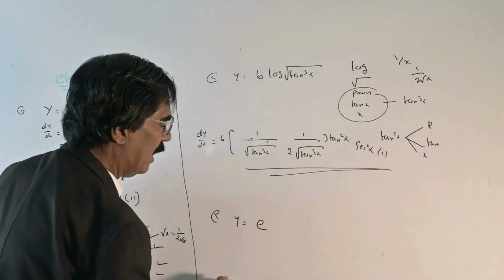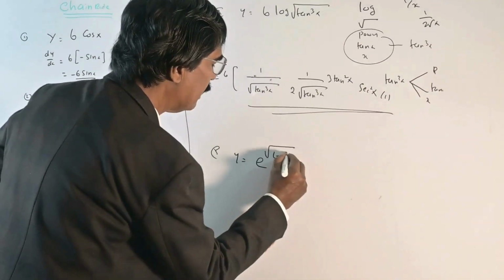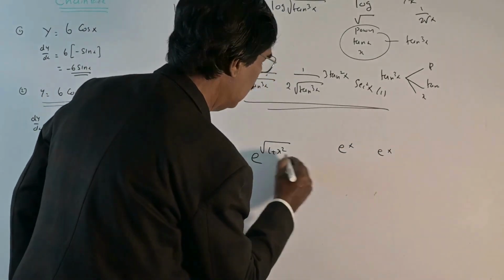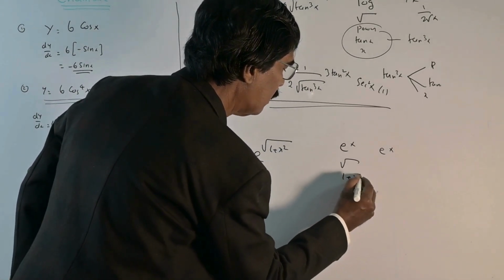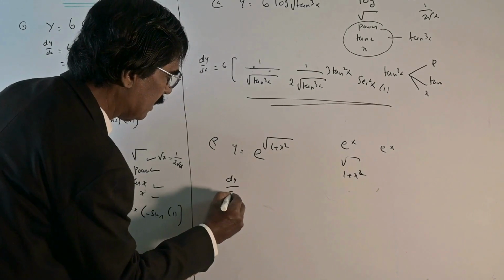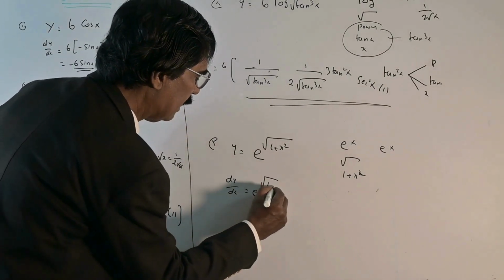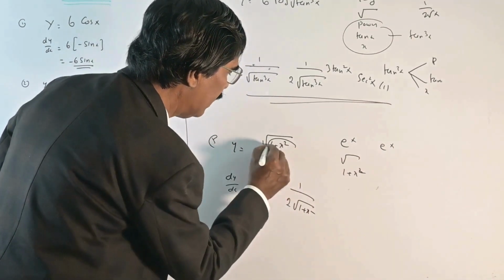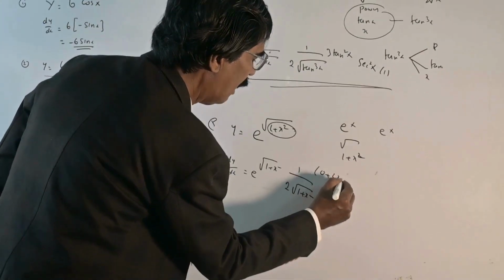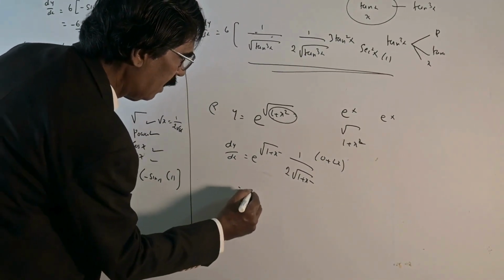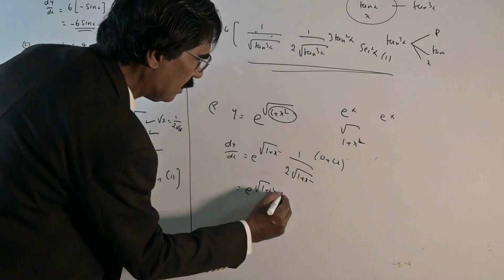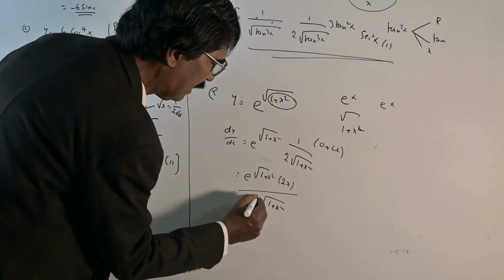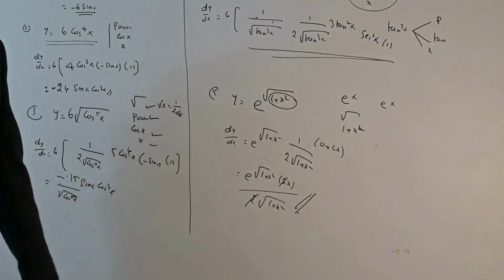y is equal to e power root of 1 plus x square. In that case, first e power x, when you differentiate e power x, then comes root, then comes 1 plus x square. So listen, dy/dx is e power root 1 plus x square, e power, times 1 by 2 root of 1 plus x square. When you differentiate this, 0 plus x square will become 2x. Now listen, e power root of 1 plus x square, 2x divided by 2 into root of 1 plus x square. As simplification, you can cancel this and give this as the answer.